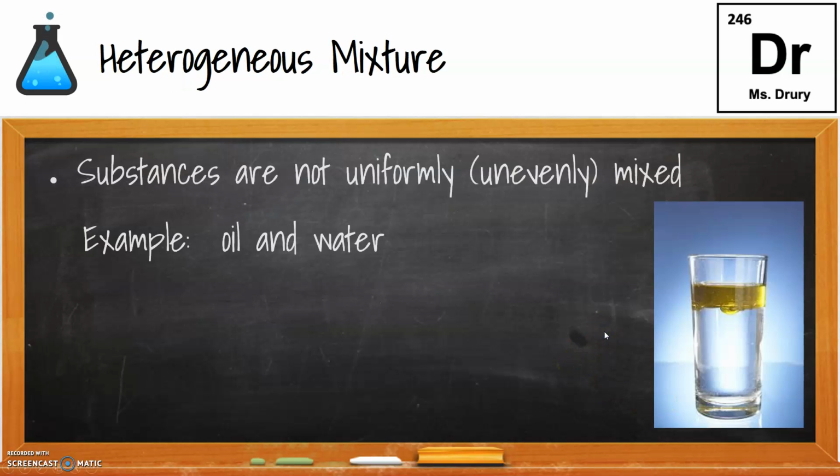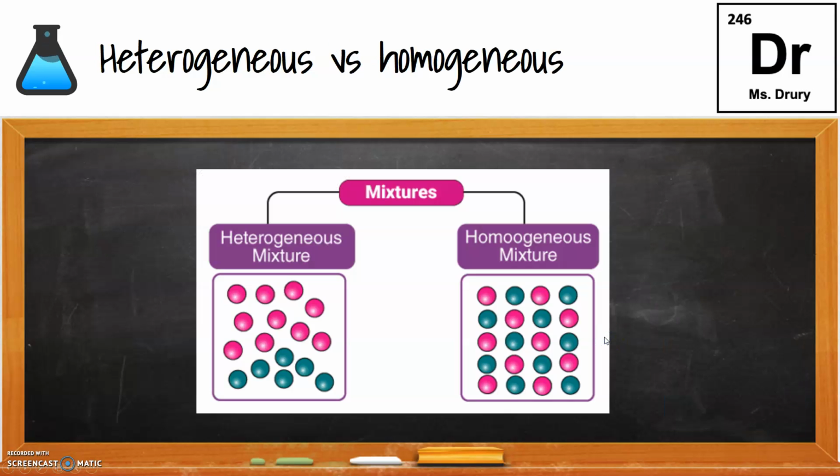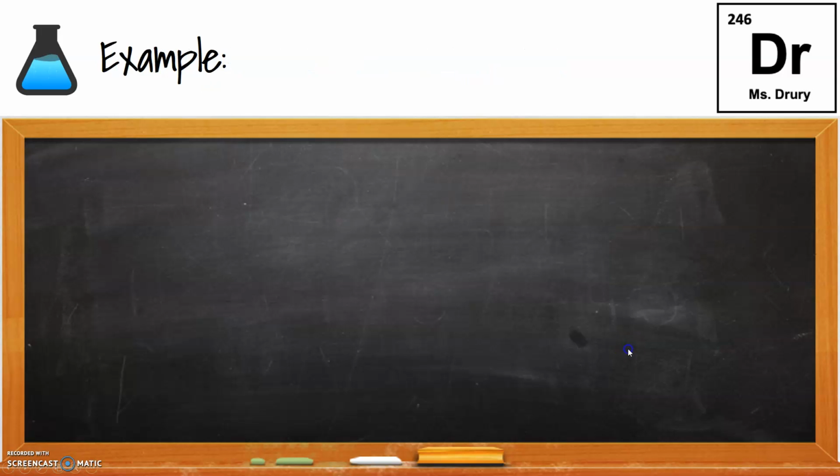Heterogeneous mixtures means that they are not uniformly, they're unevenly mixed. So oil and water, no matter how much you shake it, they won't mix and they'll separate into layers that you can see. In a diagram, a heterogeneous mixture means that you can see the parts, so maybe some of them are towards one side and some are towards another side, whereas homogeneously mixed means that they are mixed uniformly, pink, purple, pink, green, over and over again.